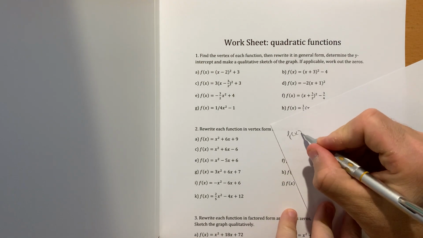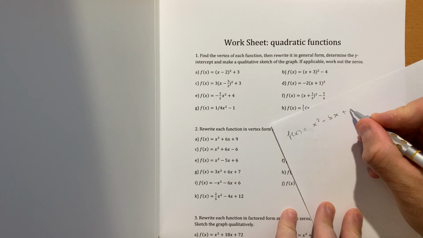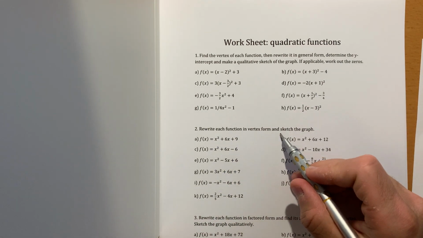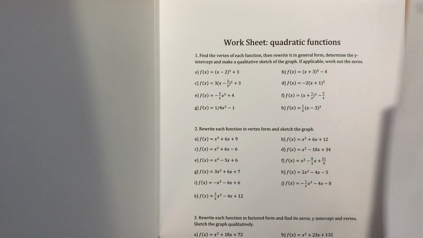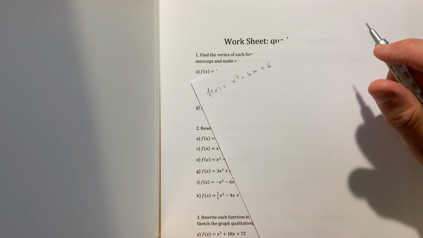f of x is equal to x squared minus 5x plus 6. Rewrite each function in vertex form and sketch the graph. And from time to time I'm going to work out the zeros, although the exercise doesn't ask for it. Now look, we need to complete the square. How do we do this?